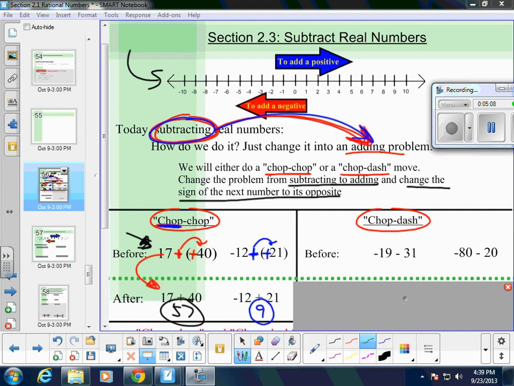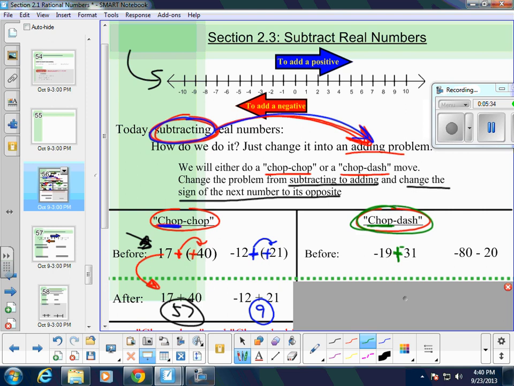So chop dash, what does this look like? Okay, well, again, that first word, chop, means I'm going to change a subtraction into addition. That's still what I'm trying to do. I'm making these addition problems. So I'm going to chop the subtraction sign, make it add, but then now this next number is 31. I have to make it negative 31 for this to work. It was positive, now I got to make it negative 31. As soon as I chopped it, it was positive 31. I got to switch it and make it negative.